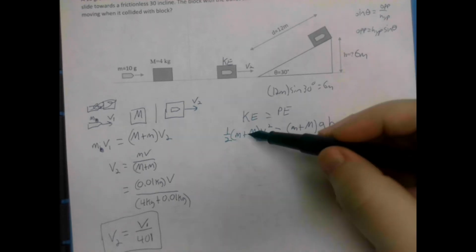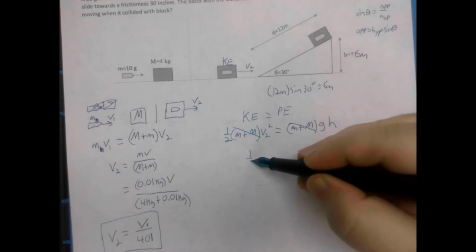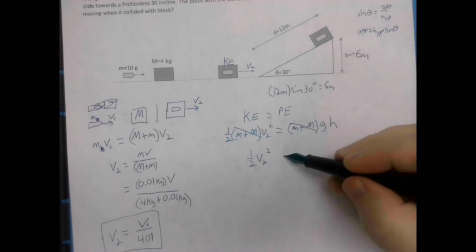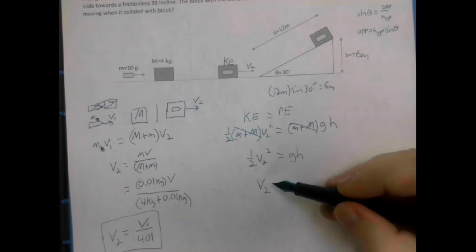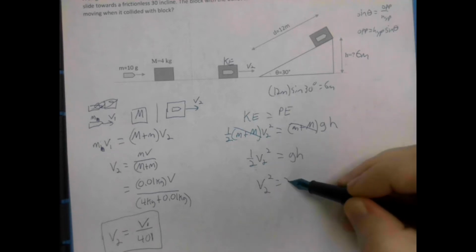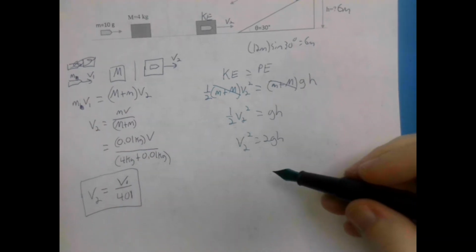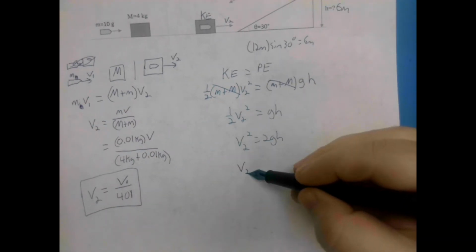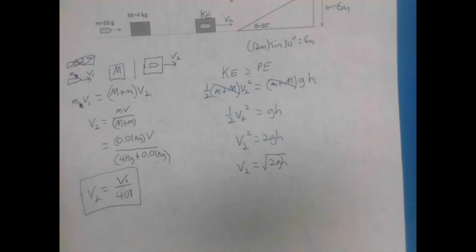Well, I have an m plus m on both sides, so that cancels out, leaving us with 1/2 v2 squared is equal to gh. Then I can solve this over here. V2 squared is equal to 2gh. And then I can take the square root. V2 is equal to the square root of 2gh.